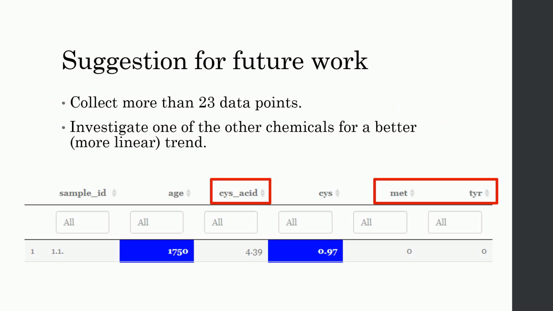And then in suggestions for future work, 23 data points isn't very many data points, but of course it's probably difficult to get samples of antique carpets. And then also I would check the other three chemical compounds, the cysteic acid, methionine, and tyrosine, to see if there is a better linear fit or just a better adjusted R squared to help determine the age of the carpet.